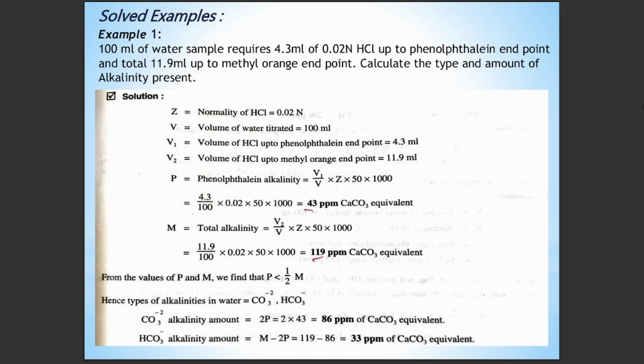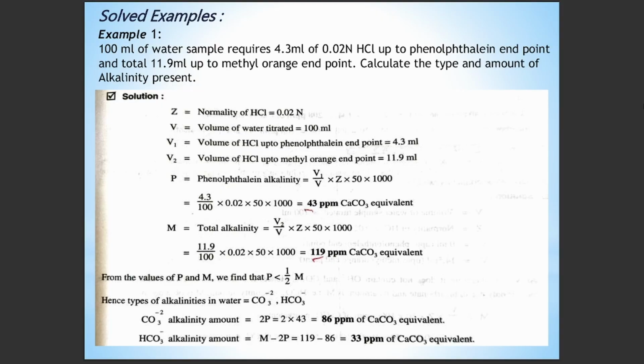So the first problem: 100 ml of water sample requires 4.3 ml of 0.02 normal HCl up to the phenolphthalein endpoint and a total of 11.9 ml up to the methyl orange endpoint. Calculate the type and amount of alkalinity present in the water sample. So see here, the solution. The given things in the numerical are the volume of water sample, V1, V2, and the concentration of acid, that is Z. Based upon that, you have to calculate P and M.